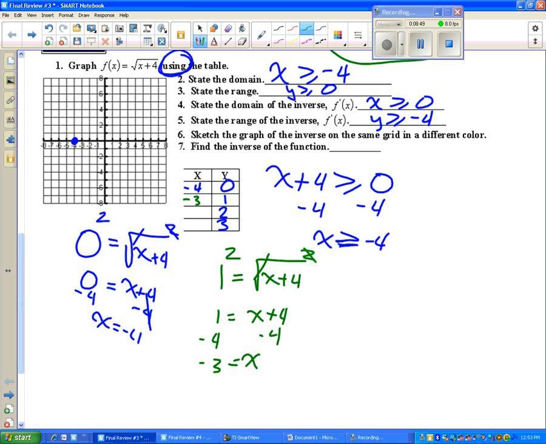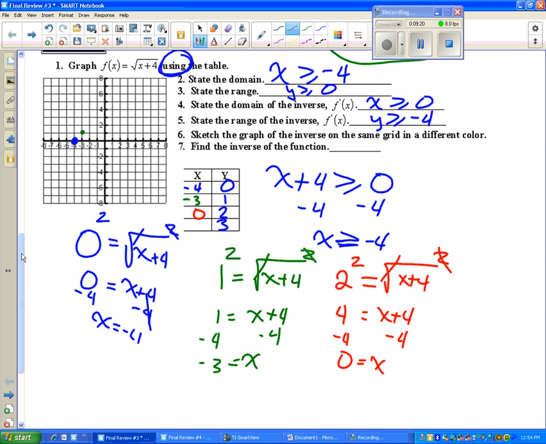Again, I want to do this now for 2. I want 2 to equal the square root of x plus 4. I want to get rid of the square root, so I'm going to square both sides. The square and the square root cancel. 2 squared is 4. X plus 4 is equal to 4. Subtract 4 from both sides. X is equal to 0. So I get the coordinate 0, 2. So again, I had the coordinate negative 3, 1, and now I have the coordinate 0, 2.